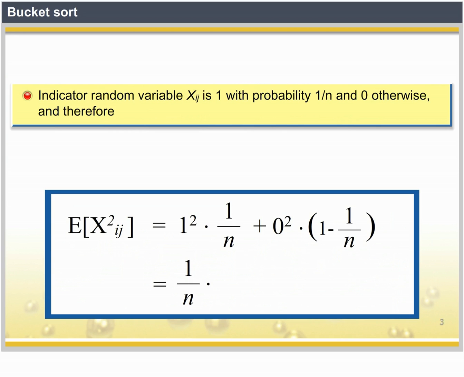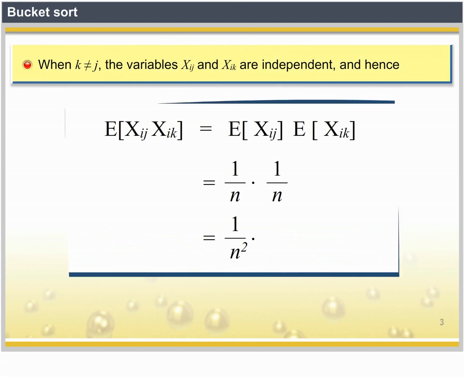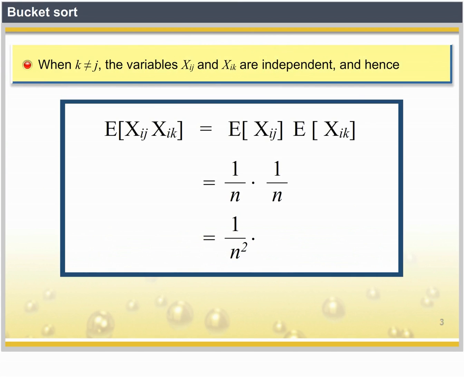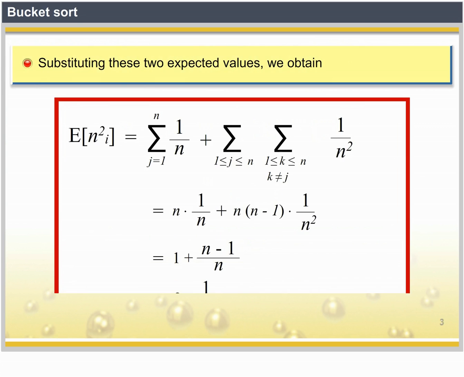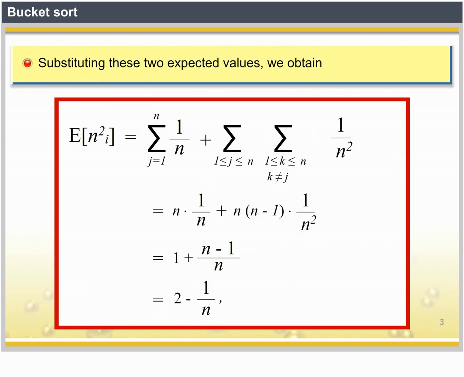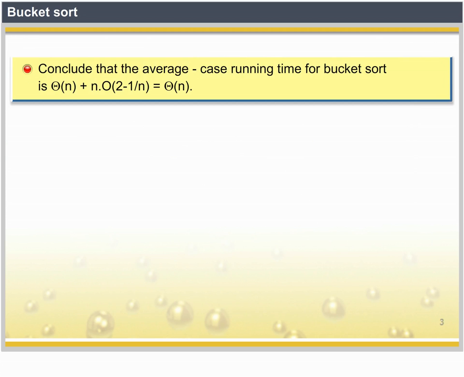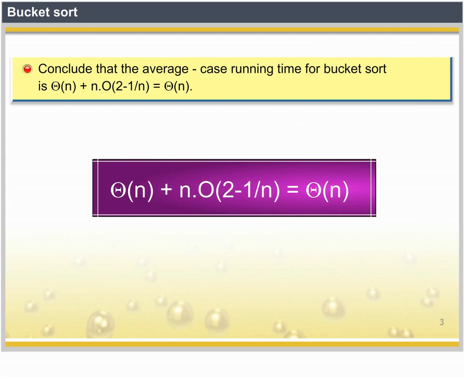When k is not equal to j, the variables Xij and Xik are independent, and hence E[Xij Xik] = 1/n². Substituting these two expected values, we obtain the following result. Conclude that the average case running time for bucket sort is Θ(n) + n · O(2 - 1/n) = Θ(n).